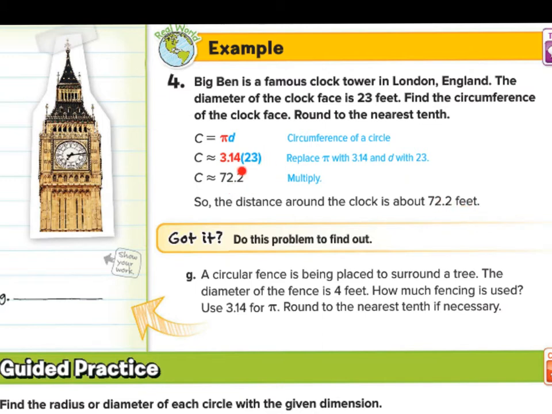Notice how we don't include the unit in our answer, but in our statement, a word problem gets answered with a word statement. So, therefore, the distance around the clock is about 72.2 feet. And we always have to say about, everybody, because remember, we are rounding pi to the nearest hundredth, and pi is an infinite number. So it's always going to be about.